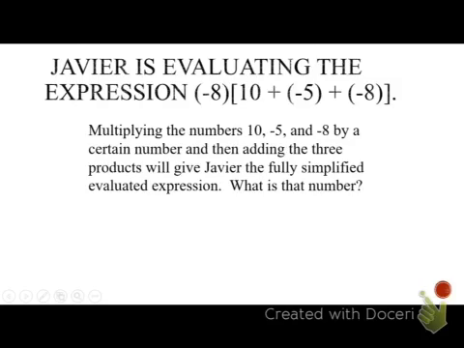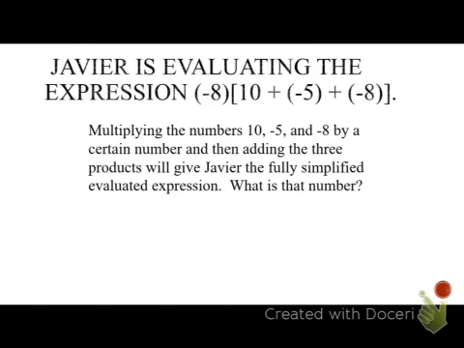Next we have Javier. He is evaluating the expression negative 8 times 10 plus negative 5 plus negative 8. Multiplying the numbers 10, negative 5, and negative 8 by a certain number, and then adding the 3 products will give Javier the fully simplified evaluated expression. We want to know, what is that number?